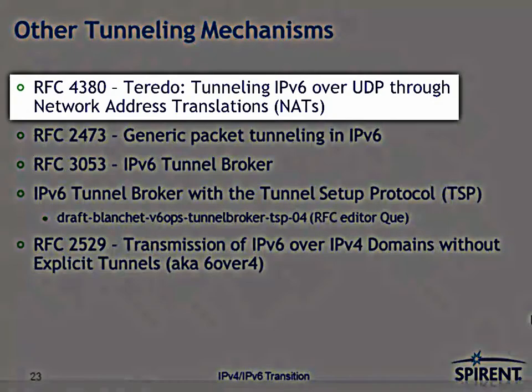So to start with, there's Teredo, which is a tunneling protocol designed to grant IPv6 connectivity to nodes which are located behind IPv6 unaware NAT devices. So it provides a way of encapsulating IPv6 packets within IPv4 UDP datagrams that can be routed through NAT devices and on the IPv4 internet.